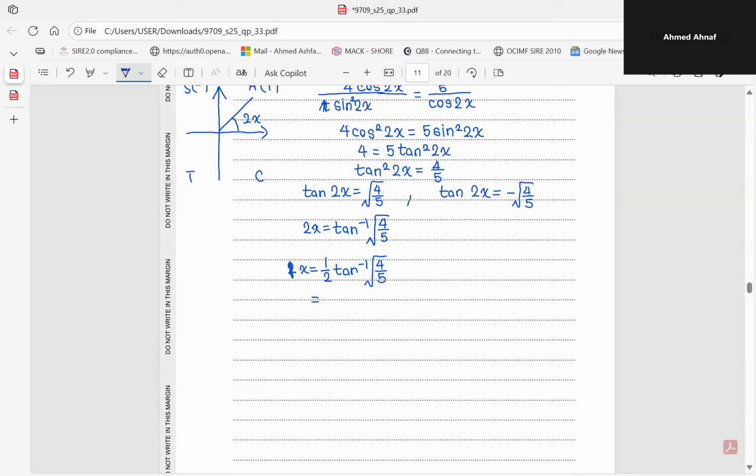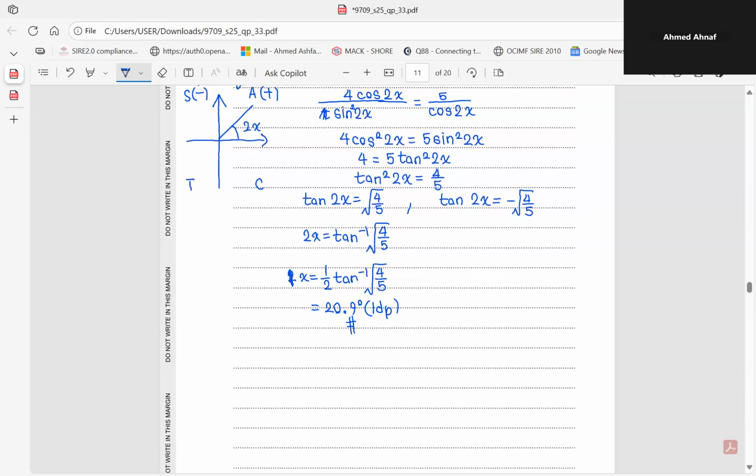So you will get 20.9 degrees to one decimal place. This is the first answer. Now let's solve the second one.